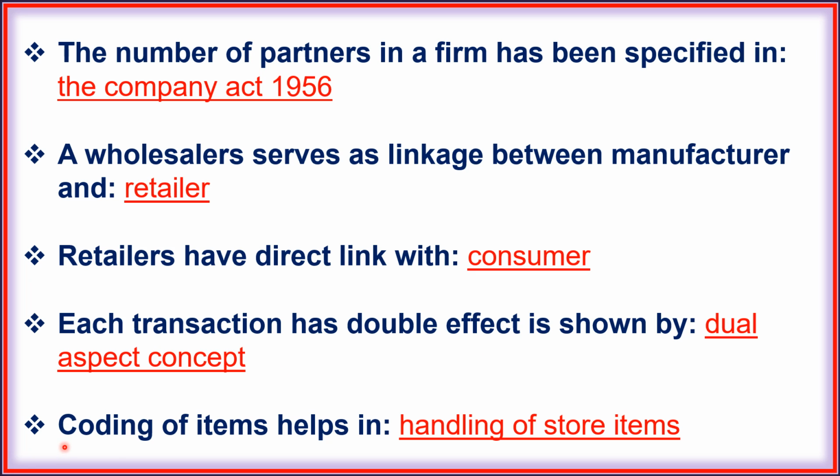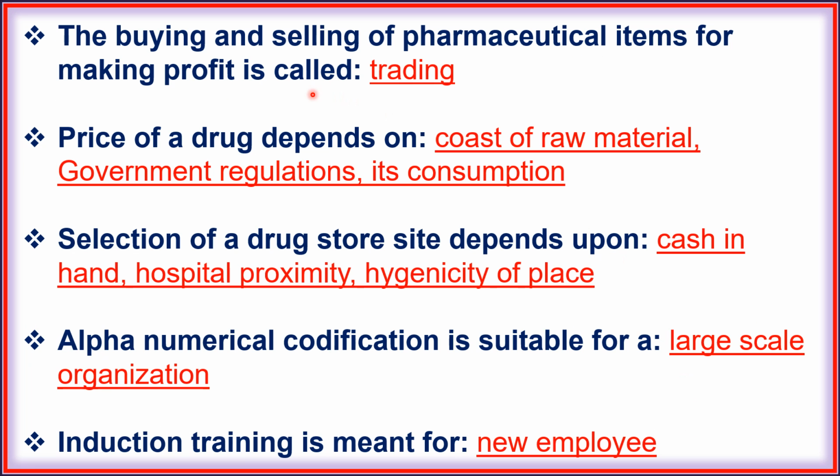Next, coding of items helps in handling of store items. Next, the buying and selling of pharmaceutical items for making profit is called trading. Next, price of a drug depends on cost of raw material, government regulation and its consumption.